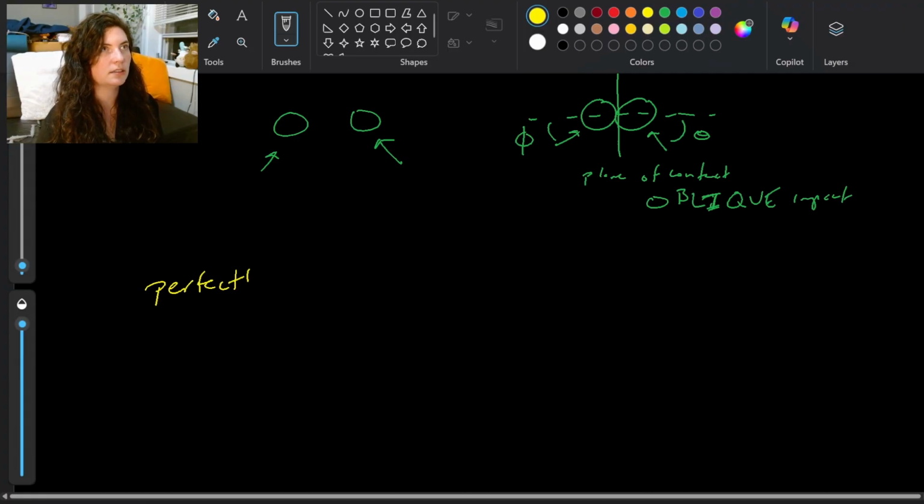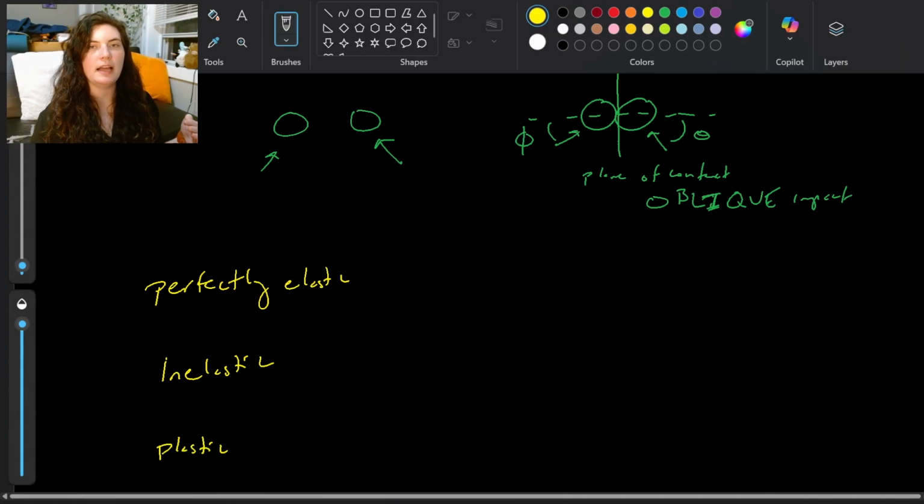Perfectly elastic, inelastic, and plastic. So perfectly elastic means that the two particles are coming together, they're impacting, and then they're bouncing off of each other with no energy lost whatsoever. This is in a perfect world, never really happens in reality. Perfectly elastic, all energy is conserved. Let me say it this way, no energy lost. Bounce off each other.